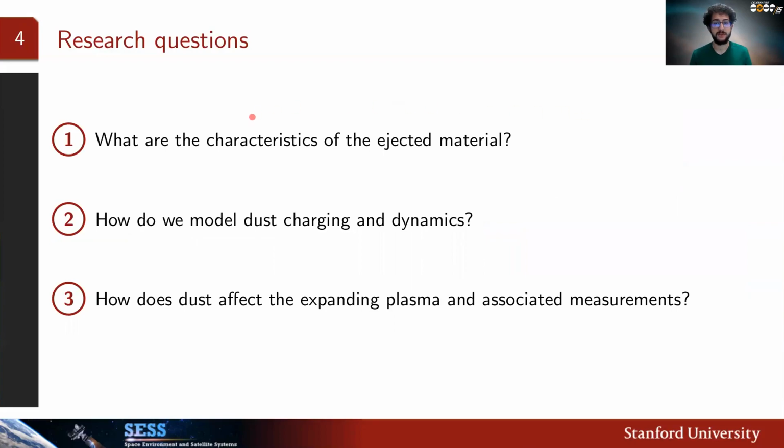My research aims to address three major questions. First, what are the characteristics of the ejected material? We can't assess how much dust charging occurs without knowing what's ejected on impact.